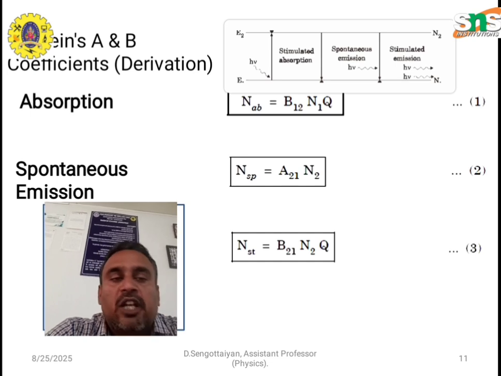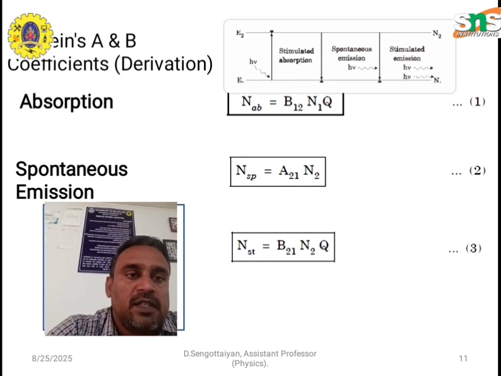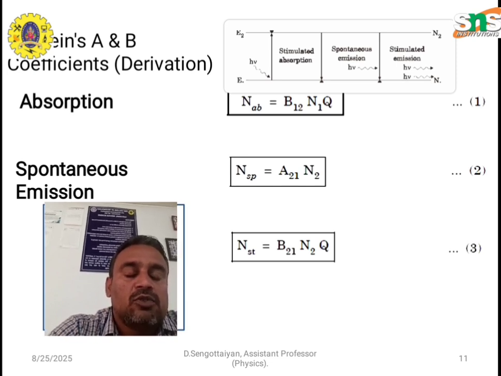At equilibrium condition, absorption is equal to spontaneous emission plus stimulated emission. If energy moves spontaneously from the excited state to the ground state, it is called spontaneous emission. If external energy is required to move from the excited state to the ground state, that is called stimulated emission.